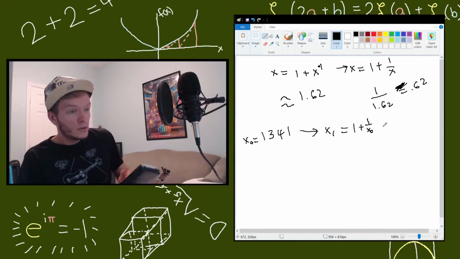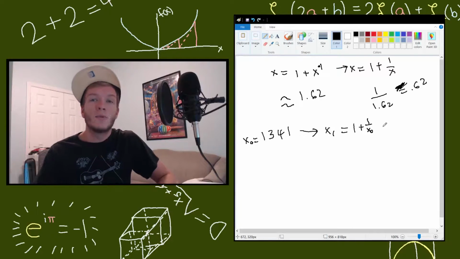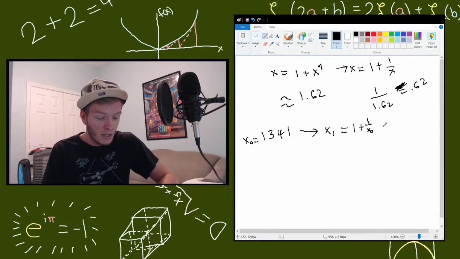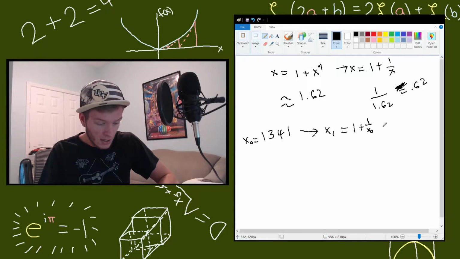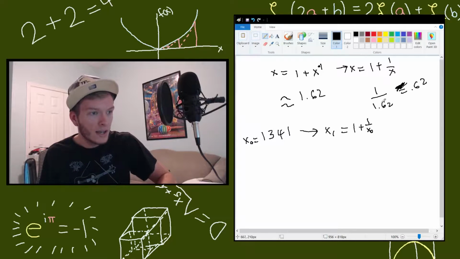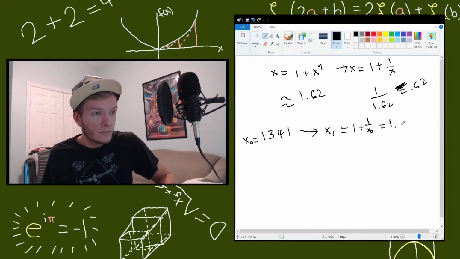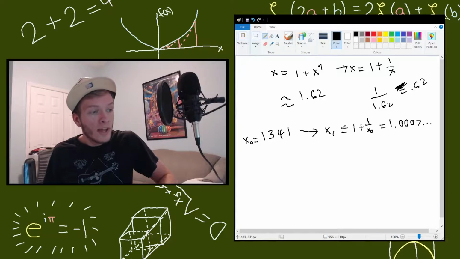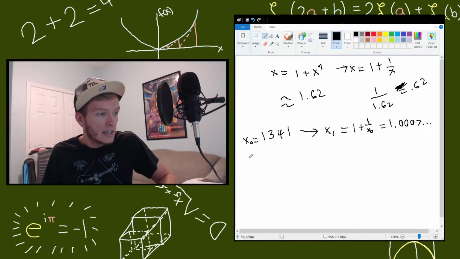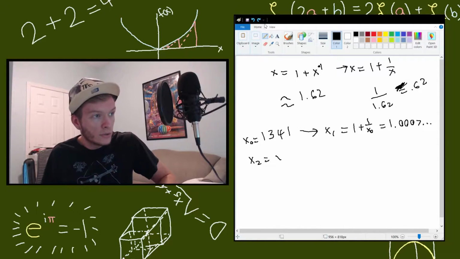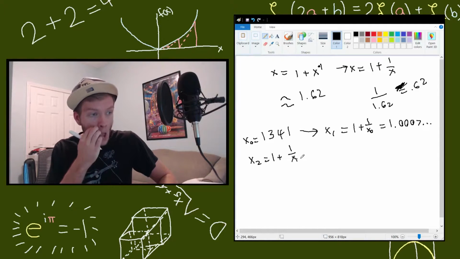I'm going to actually do this in the calculator, and we're going to see how quickly we can get to the golden ratio, because it happens pretty fast. We're going to go 1 plus our 1341 to the negative 1, and that will give us an x1 of 1.0007 and some change. So that's going to be our x1. Then we're going to say x2 is equal to 1 plus 1 over x1. So we'll plug that in.